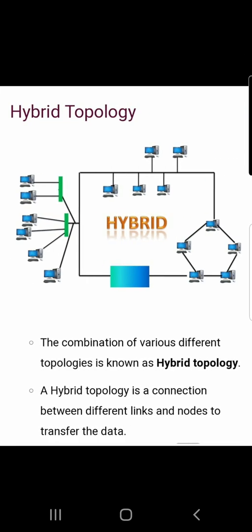And the last one, hybrid topology. The combination of various different topologies is known as hybrid topology. That means within this topology, you can very easily see the bus topology, the ring topology, the star topology, the tree topology; all the topologies' characteristics are found here. So this is the complete classification of our topology system.